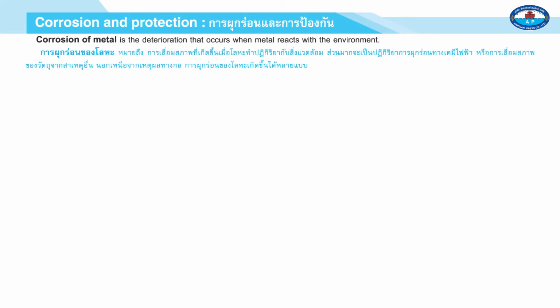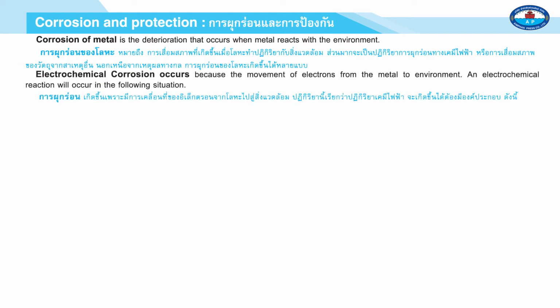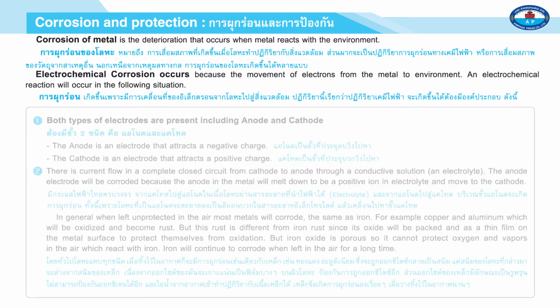Page 36. Corrosion and protection. Corrosion of metal is the deterioration that occurs when metal reacts with the environment. Electrochemical corrosion occurs because of the movement of electrons from a metal to the environment. An electrochemical reaction will occur in the following situations.